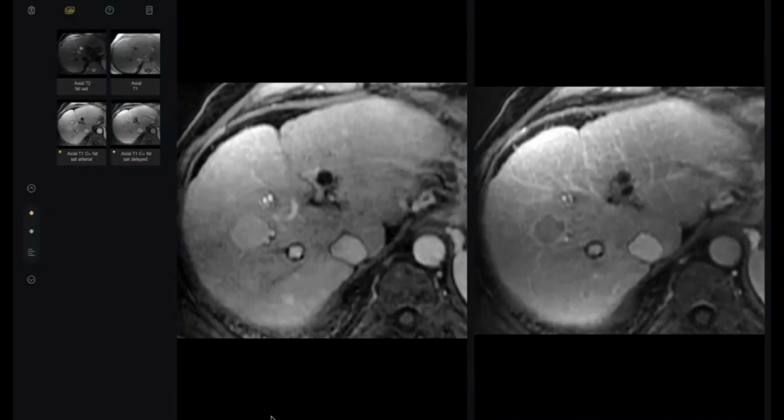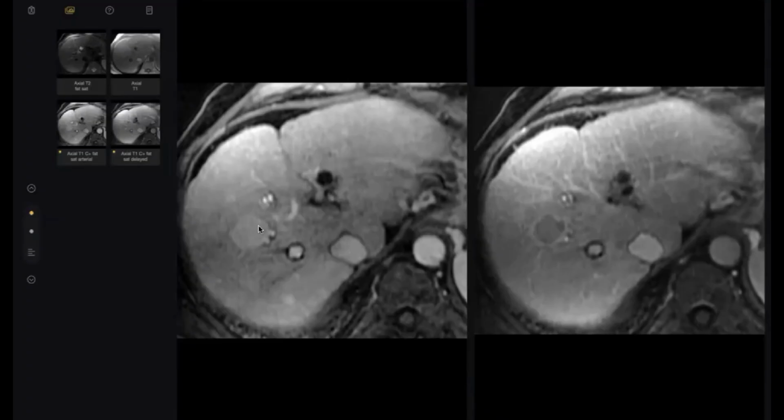Somebody asked one question: what do you mean by capsule? Capsule means fibrous capsule. If you look here, there is peripheral non-arterial enhancement, and then in the delayed phase it takes delayed enhancement. So this is a fibrous capsule. Why is this fibrous? Because it enhances in the delayed phase. And HCC is the most common tumor in the liver that has a capsule.